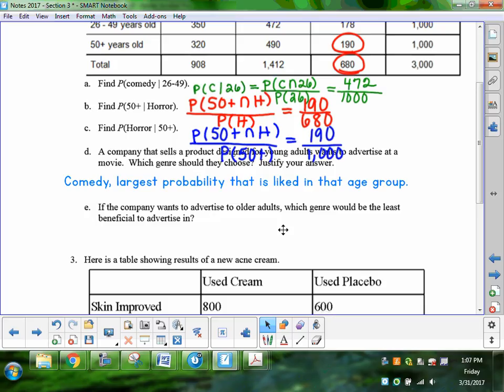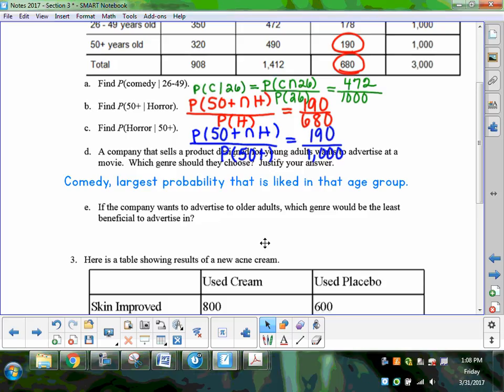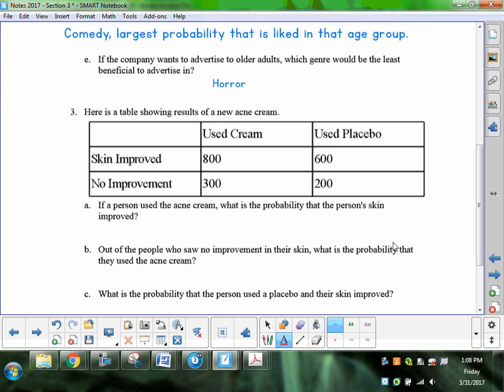Take a look at E. Company wants to advertise to older adults. Which genre would be the best? Or, sorry, would be the least beneficial to advertise in? So, Alex V., what are you going to say for that one? Yeah. Why? Yeah. Not exactly rocket science.